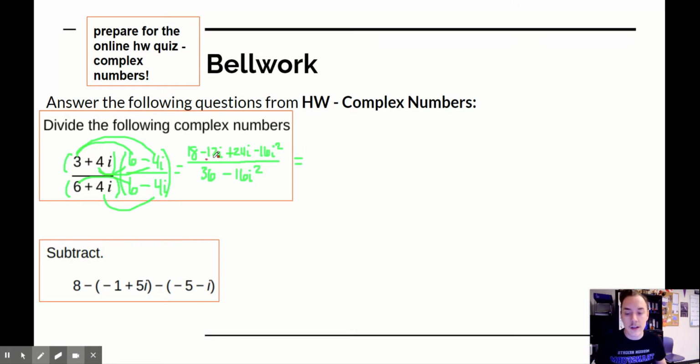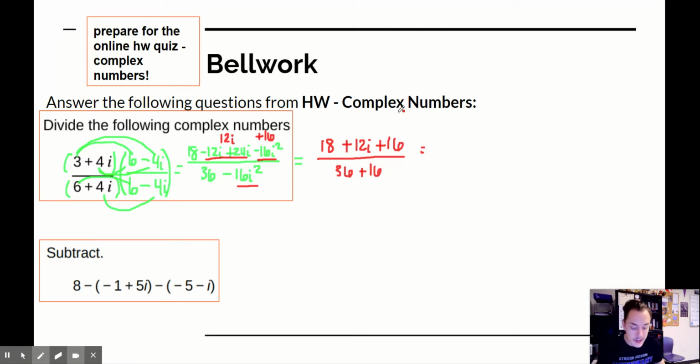So, numerator, what is that? That's just going to be plus 12i. So this is just plus 12i. And what is this right here? That's actually going to turn into plus 16 because i squared is negative 1 and then times negative 16 is plus 16. So what do I have? I have 18 and then plus 12i and then plus 16. On the bottom, I do have another i squared. That becomes plus 16 as well. So it's 36 and then plus 16.